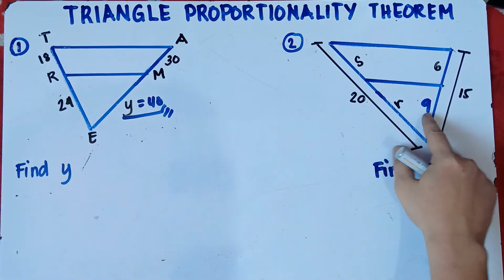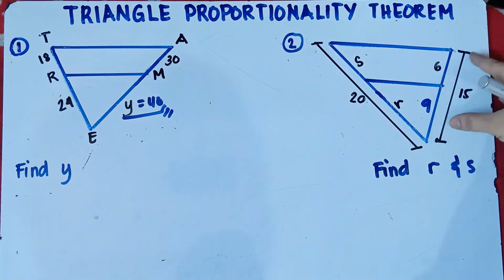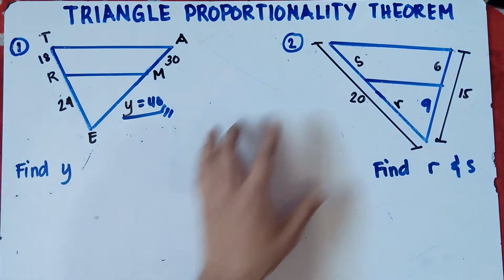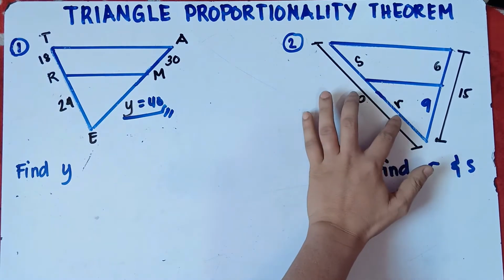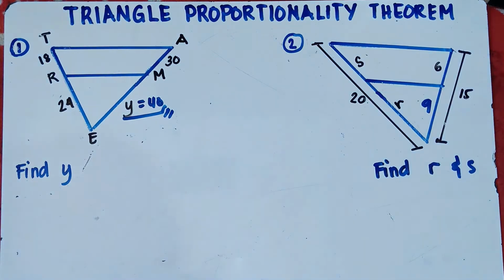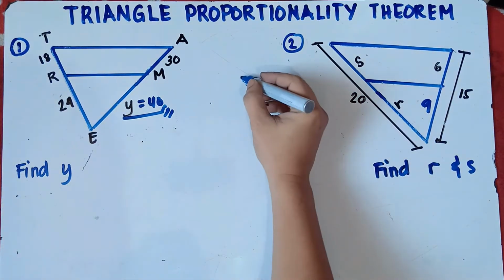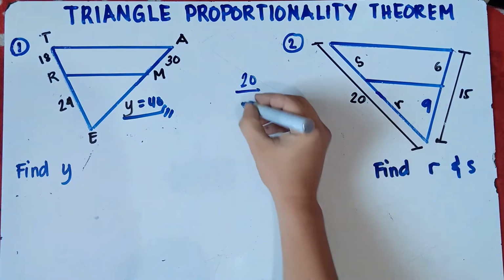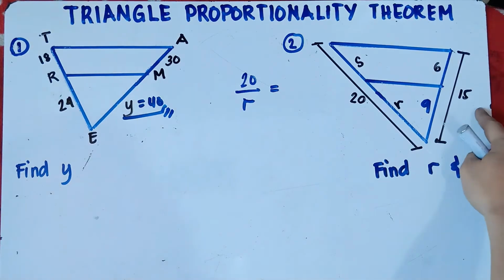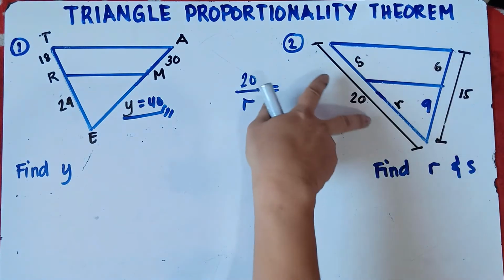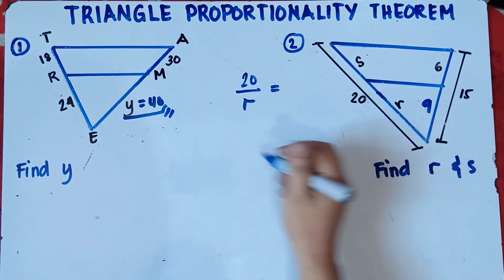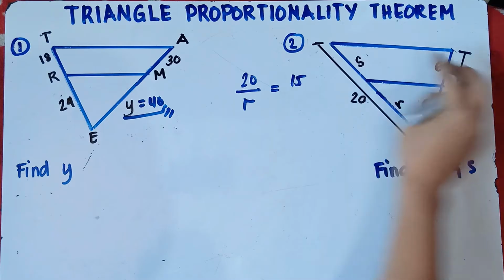So to find r, we can use this one. The ratio of this side over the total is equal to the ratio of r over the total. Or you can have the total over r is equal to the total of this right side over 9. So let's have that one. The total is 20, so 20 over r is equal to the total. What you do on the left side, you also do on the right side, to make the equation balanced. So 20, the total over r, is equal to 15 over 9.